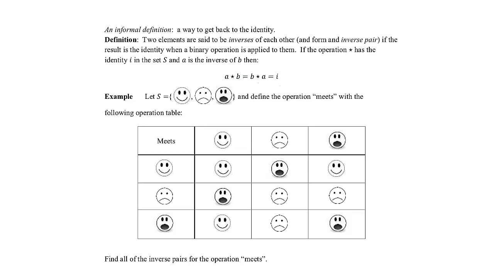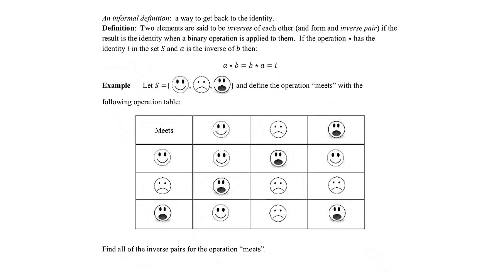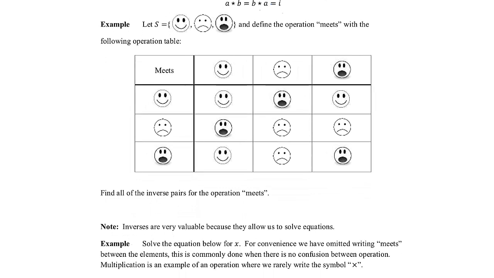Let's try an example with our meets table. So in the meets table below, if we're trying to search for inverse pairs, if we want to find all of the inverse pairs, we can scan our table to find the identity. Now if we remember back to a previous video, the identity is surprised. So our identity appears there in the table, it appears there, and it appears there. So if we are searching for inverse pairs, we need to search for all of these combinations.